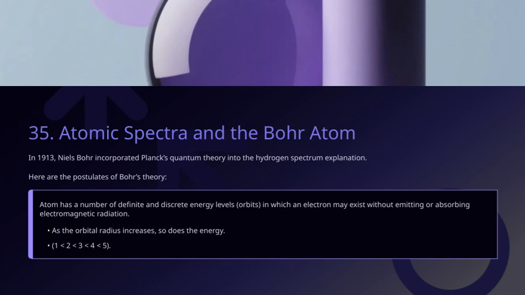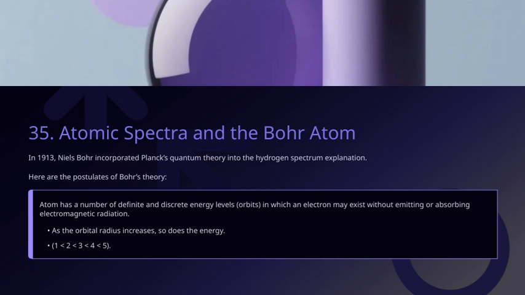Now, let's talk about the key ideas behind Bohr's theory. In 1913, Niels Bohr took Planck's quantum theory and applied it to explain the hydrogen spectrum. This was a major breakthrough because it helped us understand how atoms emit specific wavelengths of light.